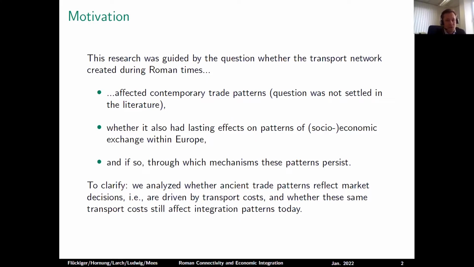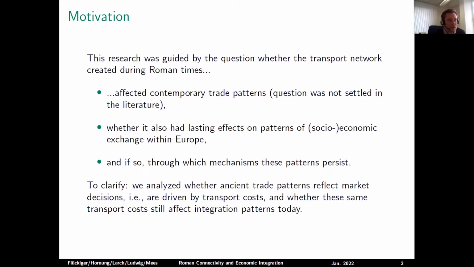So we started out this project with the idea that the data that Allard has, the terra sigillata data, which is Roman ceramics that he collated in his database, would be very interesting to look at in order to understand better ancient trade patterns. So we are really interested in how the transport network that was created during Roman times, when Rome at its height was heavily integrated, really affected the trade patterns in the ancient world.